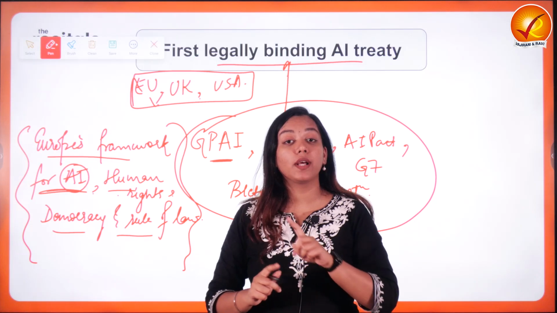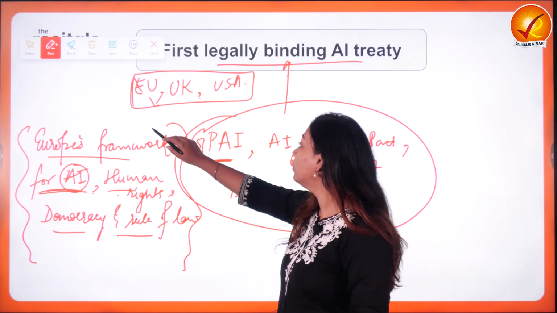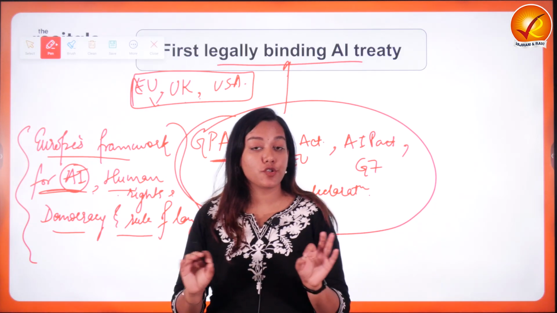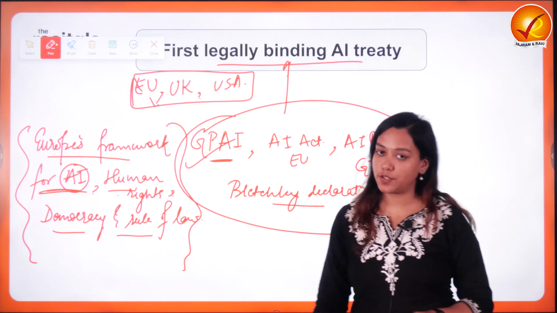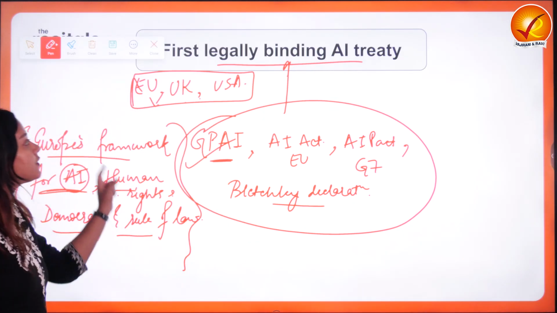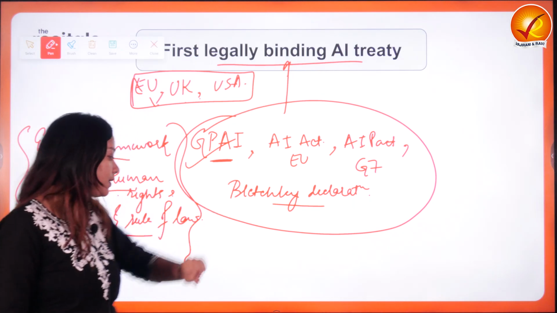But currently, not all countries are open to signing this. Currently, the countries working on it are the EU, UK and USA. Okay, so what about India? India currently, as of now, is not party to it, but India is a party to the Global Partnership on Artificial Intelligence. Okay, so this is about the world's first legally binding treaty on artificial intelligence.